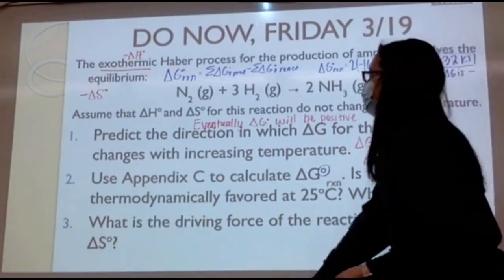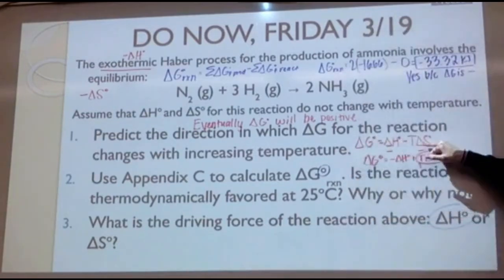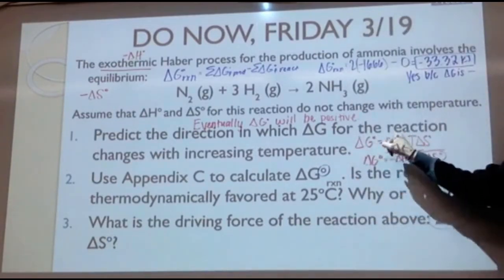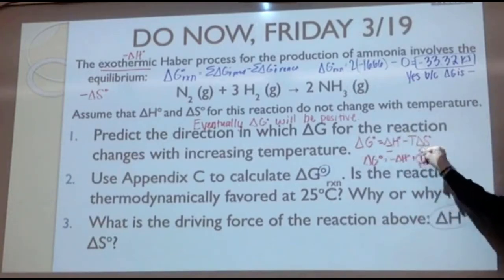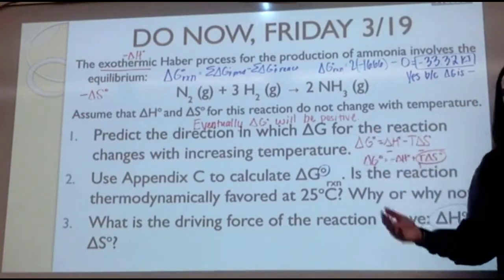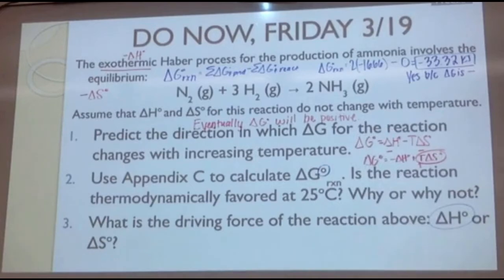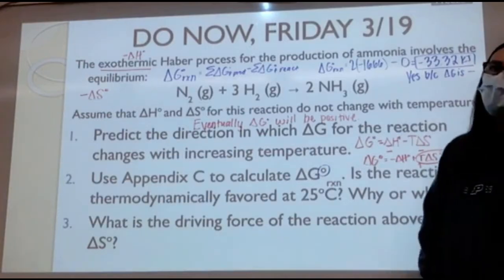And what that means, if we look at this equation, is that delta H is larger than T delta S, which is why delta G is negative. Right? It's more negative than that T delta S value. Questions on the do now?